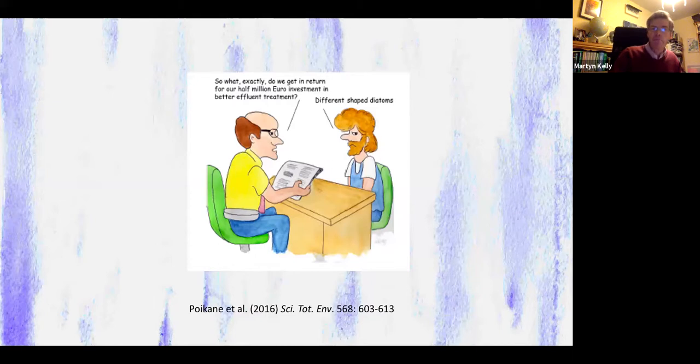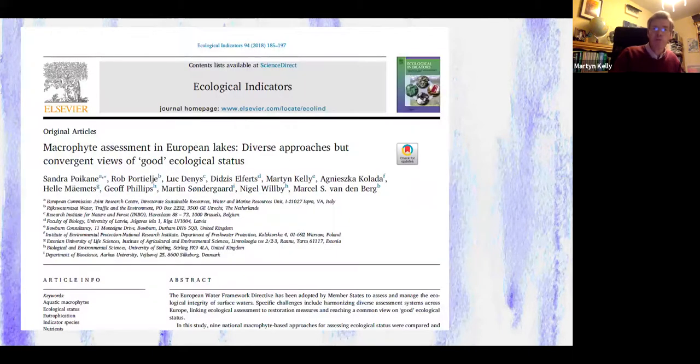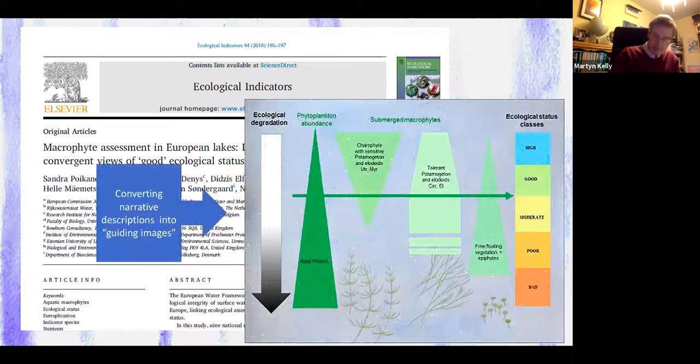And I think the macrophyte scientists in Europe are setting us a really good example. They've done all the hard quantitative work that I've talked about on the earlier slides, in terms of reference conditions, creating metrics, setting boundaries, intercalibration, and so forth. But they've also finished off by taking the narrative descriptions of ecological status and using these to create guiding images that make it easier for stakeholders to understand and appreciate what they're paying for.